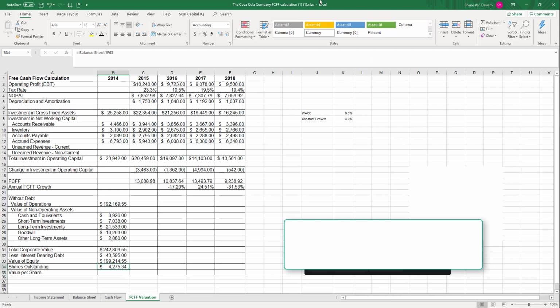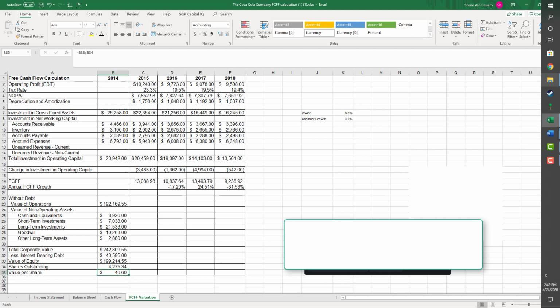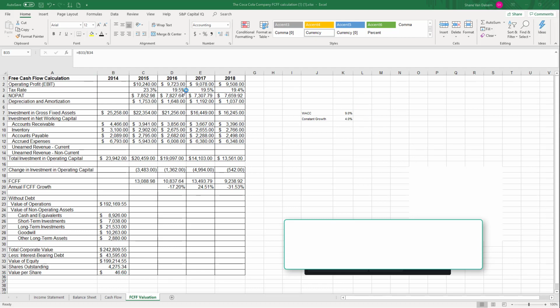And that's not going to be a dollar amount. That's just a number. And so I'm going to divide the 199,214.55 by the 4275.34, and that gives us a value per share of $46.60 for McDonald's. Now we can go back and look up what the value was at that time.